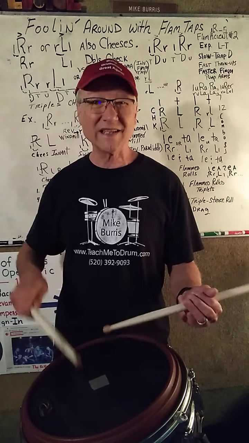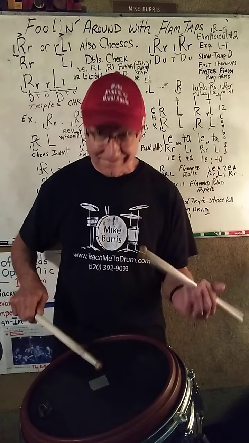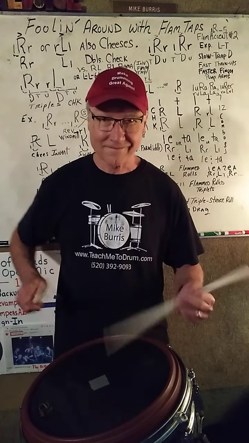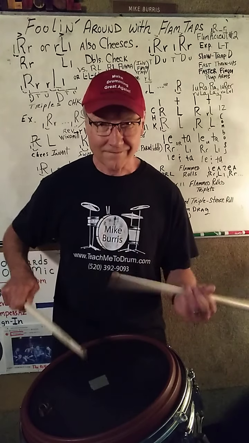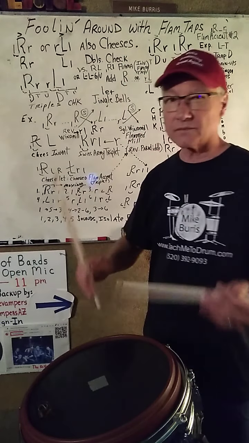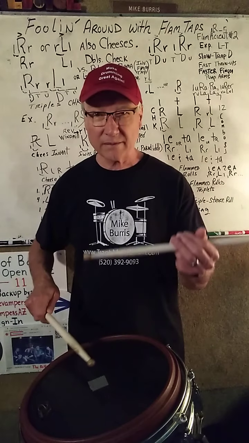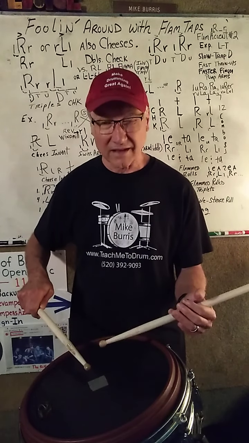1 E-a, 2 E-a. Counted different ways. 1 da da, 2 da da, 3 da da, 4 da da. You go to the other side. There's the flam tap. Add the third stroke. Again, you can end with a flam. There's the flam switch.